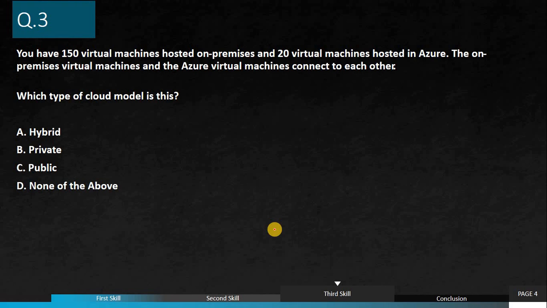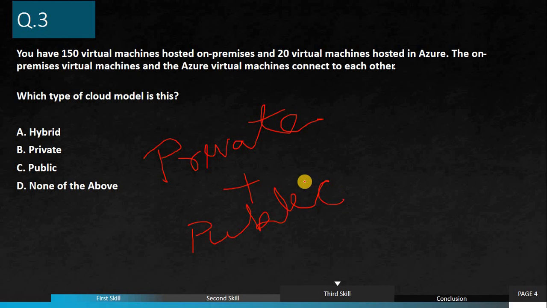Question 3. You have 150 virtual machines hosted on-premises and 20 virtual machines hosted in Azure. The on-premise virtual machines and the Azure virtual machines connect to each other. What type of cloud model is this? Reading this question, we can guess this is a combination of both private plus public. So that means it's a hybrid cloud. So option A is the correct option, hybrid cloud.